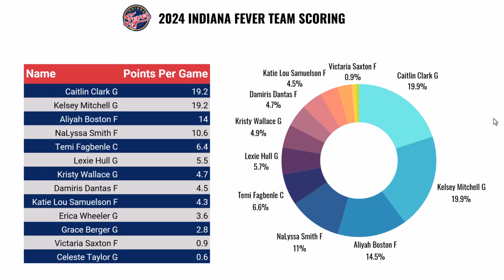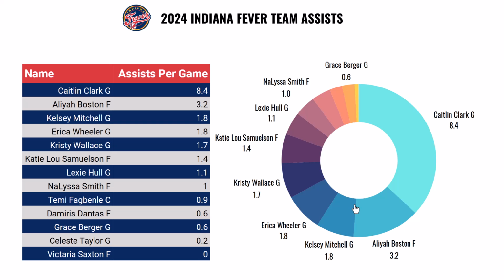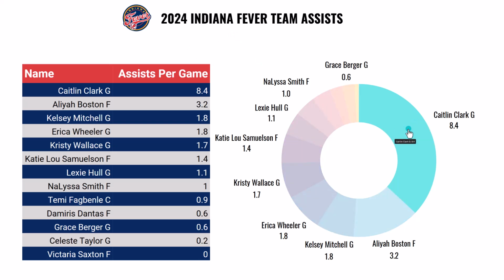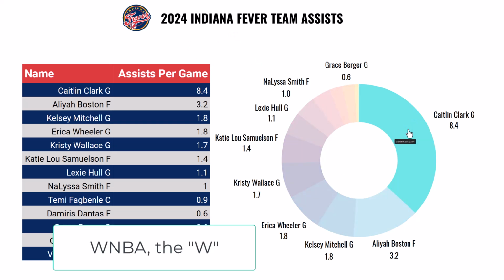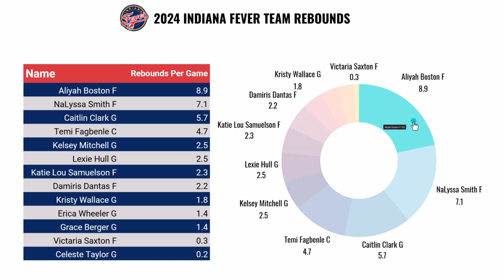So if I back it up here, we're looking at the Indiana Fever season. Well, now we're looking at the scoring. We can see Caitlin Clark, Kelsey Mitchell, Aaliyah Boston. Those were the big three. If you watched the Fever last season, you know. Again, here, team assists. Caitlin Clark, 8.4. It led the NBA in assists. Rebounding. Aaliyah Boston, bow, bow, bow. If you know, you know. Had to throw that in there.